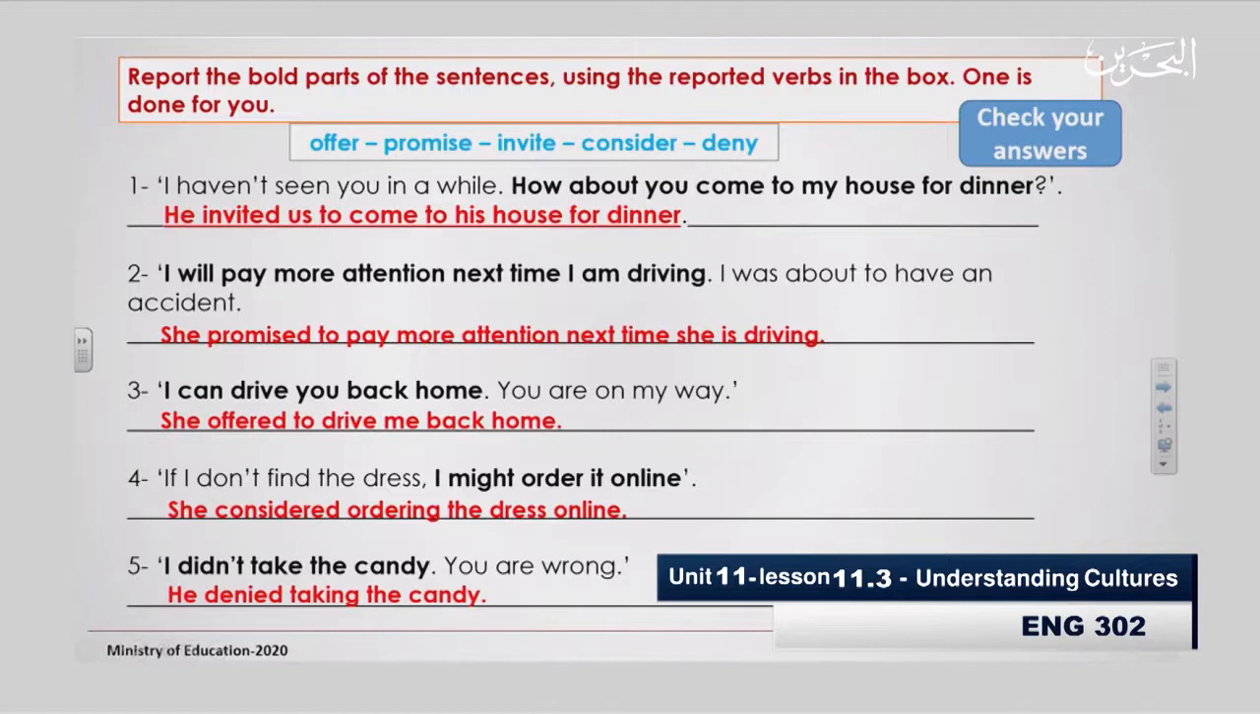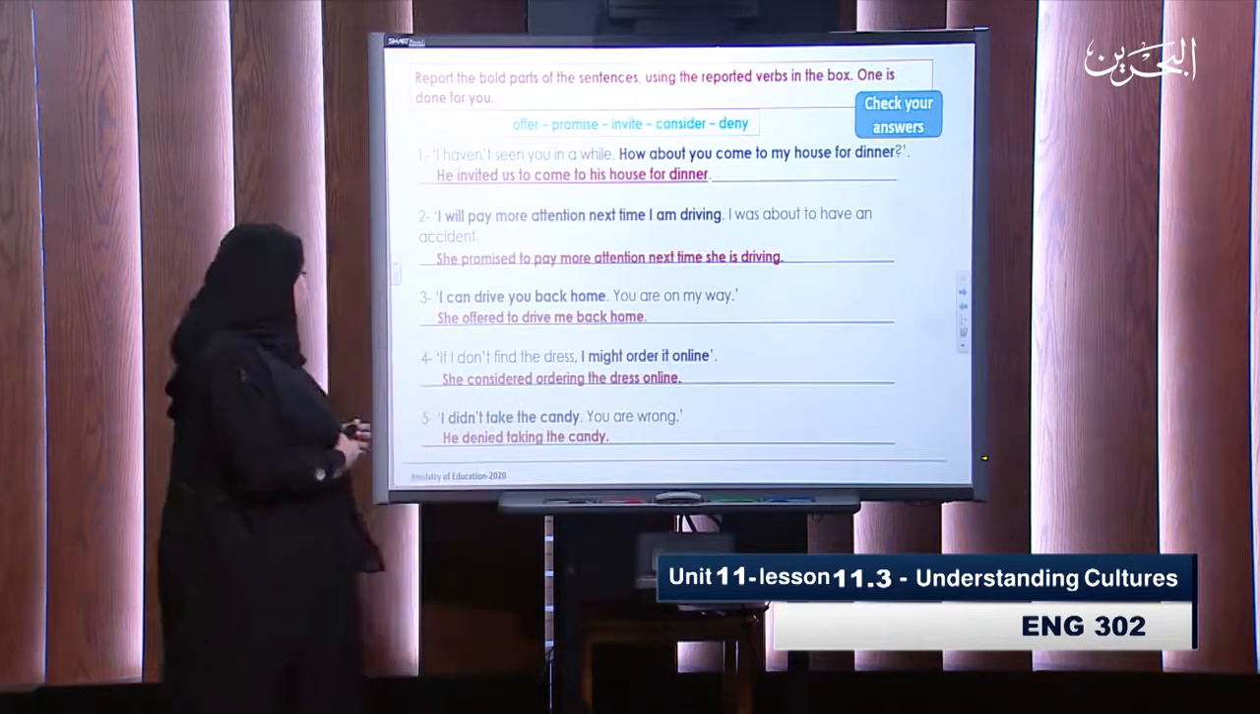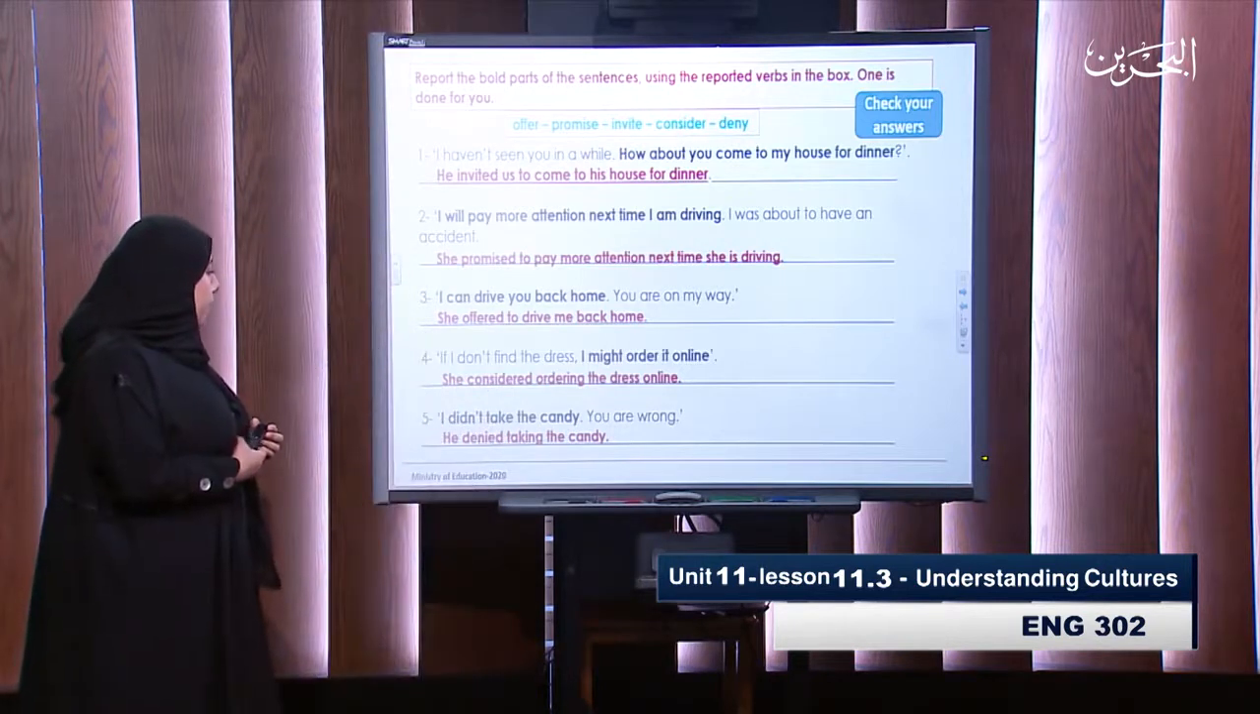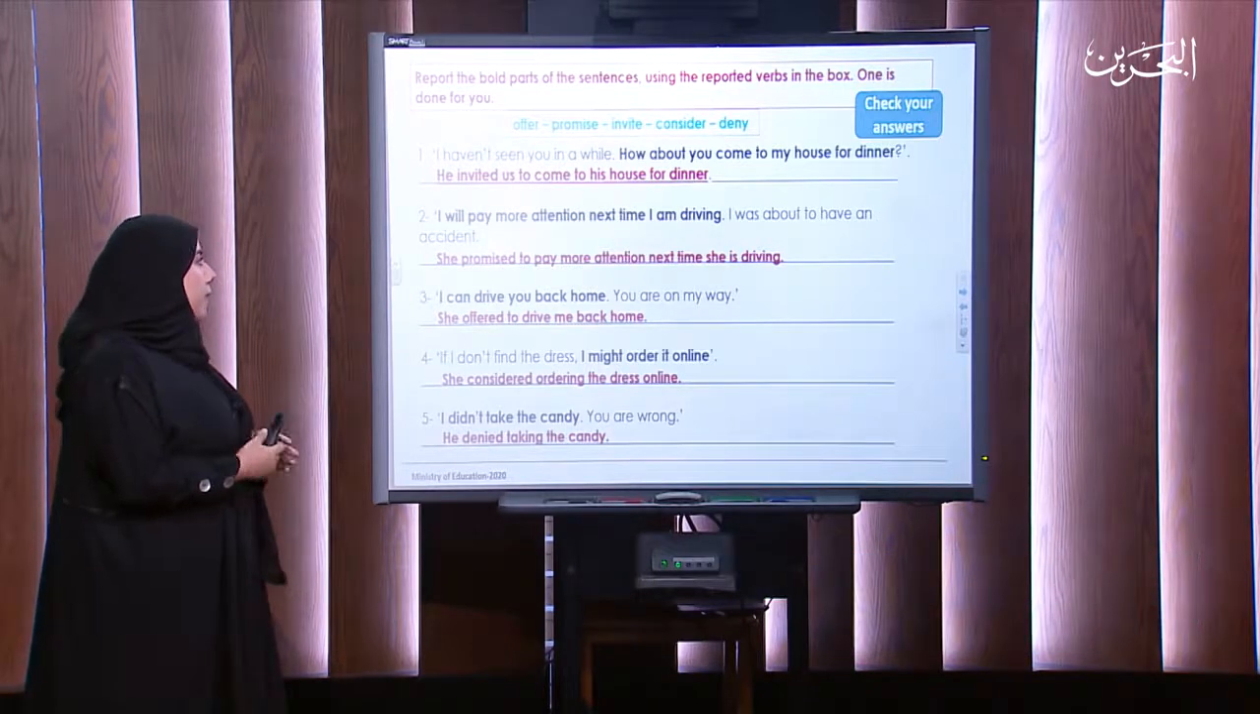Last sentence, I didn't take the candy. You are wrong. So start with the subject, he, plus denied, plus the verb with ing, which is taking. Okay, so the sentence will be, he denied taking the candy.